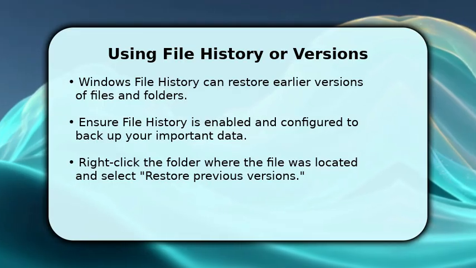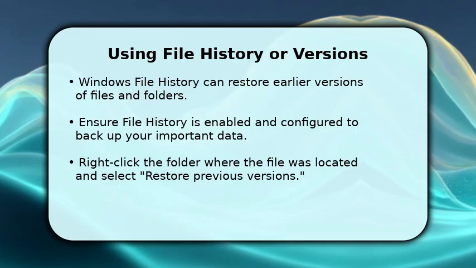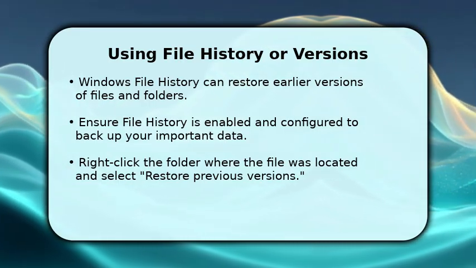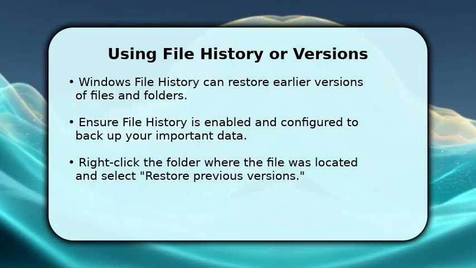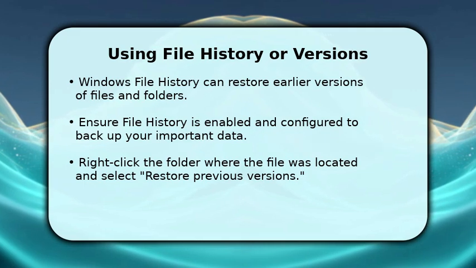For Windows, navigate to the folder where your Excel file was stored, right-click, and choose Restore Previous Versions. You can then browse through available versions and select the one containing your deleted document. This method is highly effective if you have these backup features enabled.